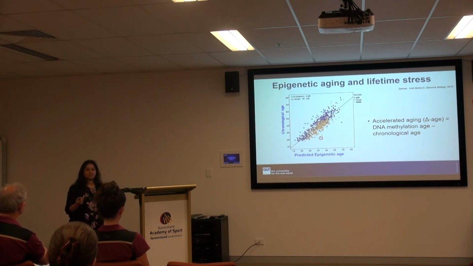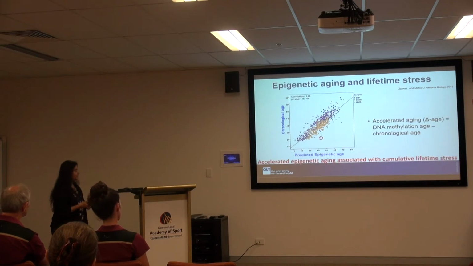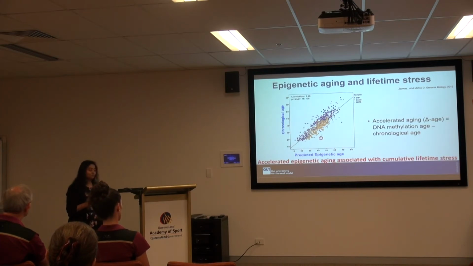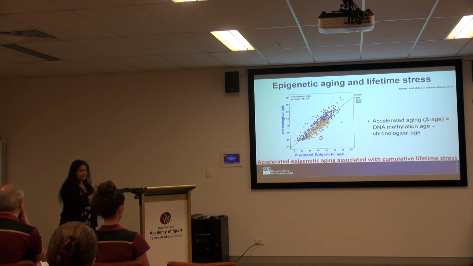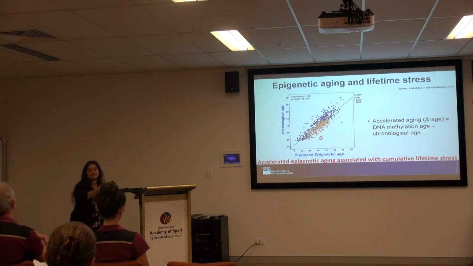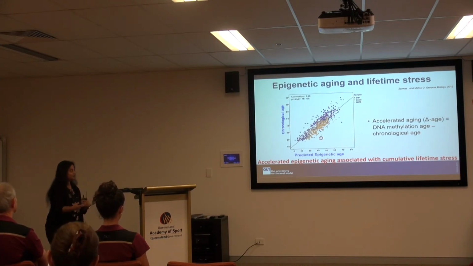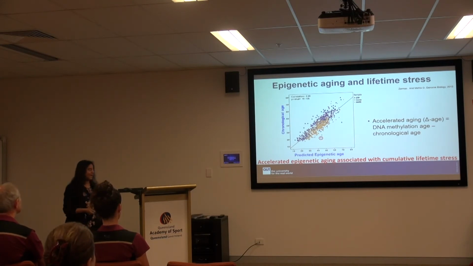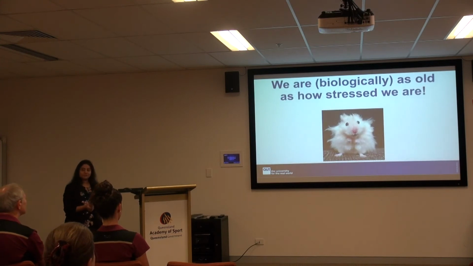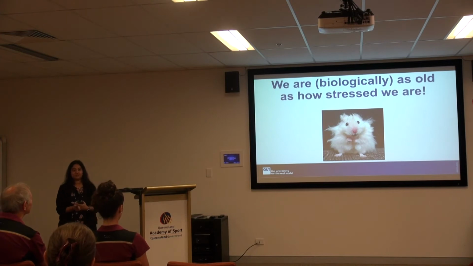We tested different measures, and we found that accelerated epigenetic aging is associated with a person's cumulative lifetime stress. This was interesting because we looked at recent stress, since a lot of people say recent stressors are important, but we did not find this with recent stresses. It's actually the addition of the stress that you accumulate throughout your life that is important. So the cumulative lifetime stress influences your epigenetic age. What does this mean? This basically means that we are all as old, biologically or epigenetically, as how stressed we are.